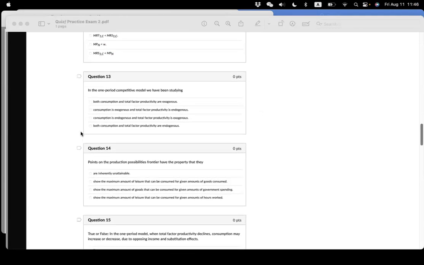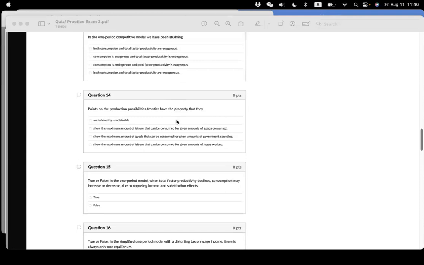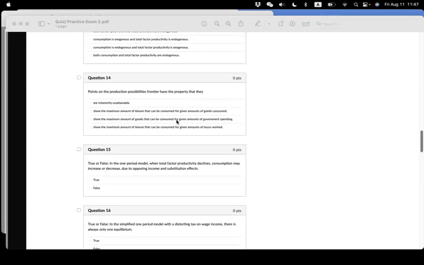Now 13. In the one period competitive model we have been studying, the correct answer is C. Consumption is endogenous and the total factor productivity is exogenous. Right, so usually we call it an exogenous growth model. Actually, the exogenous growth model is similar to exogenous TFP. Now, question 14.